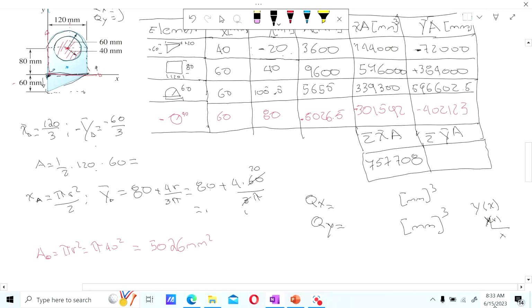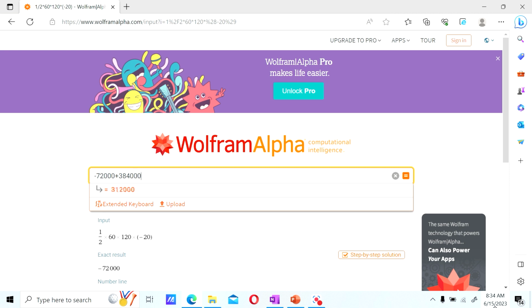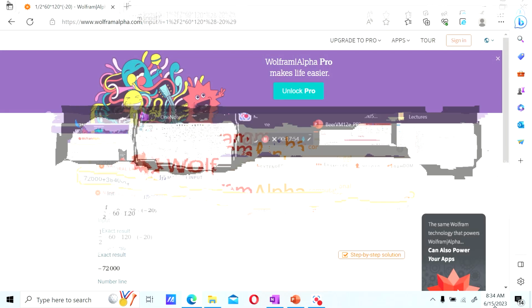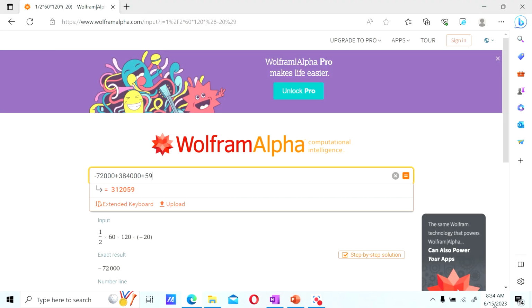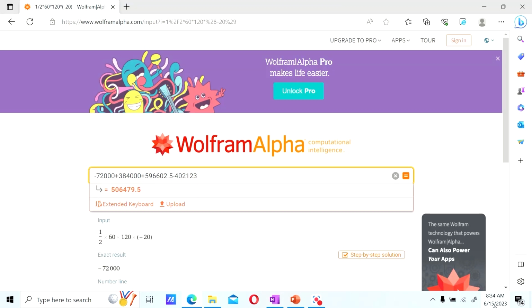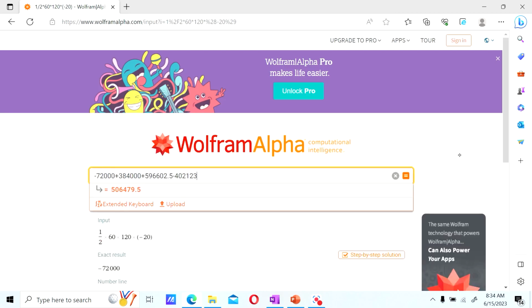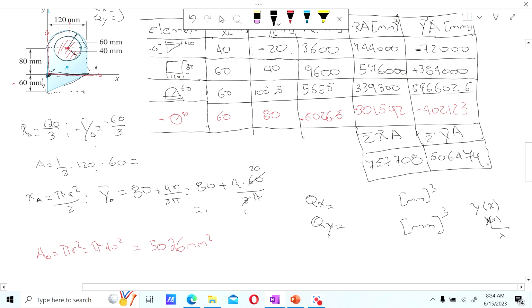All right, so negative 72,000, plus 384,000, plus 596,602.5, minus, because this is the area that we subtract, 402,123. And this is 506,479.